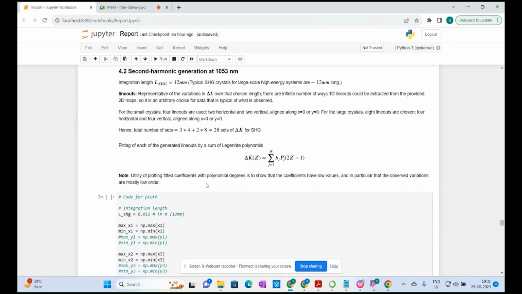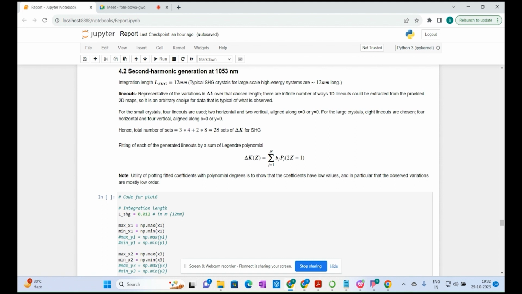In this section, we will be fitting each of the obtained normalized longitudinal wave vector mismatches by a sum of Legendre polynomials and obtain the coefficients corresponding to each term of the polynomial. And these coefficients are then used as an experimental benchmark for comparison to the simulations obtained in section 3. In the case of SHG, integration length is chosen to be 12 mm based on the typical thickness of SHG crystals used in lasers generating high energy nanosecond pulses.